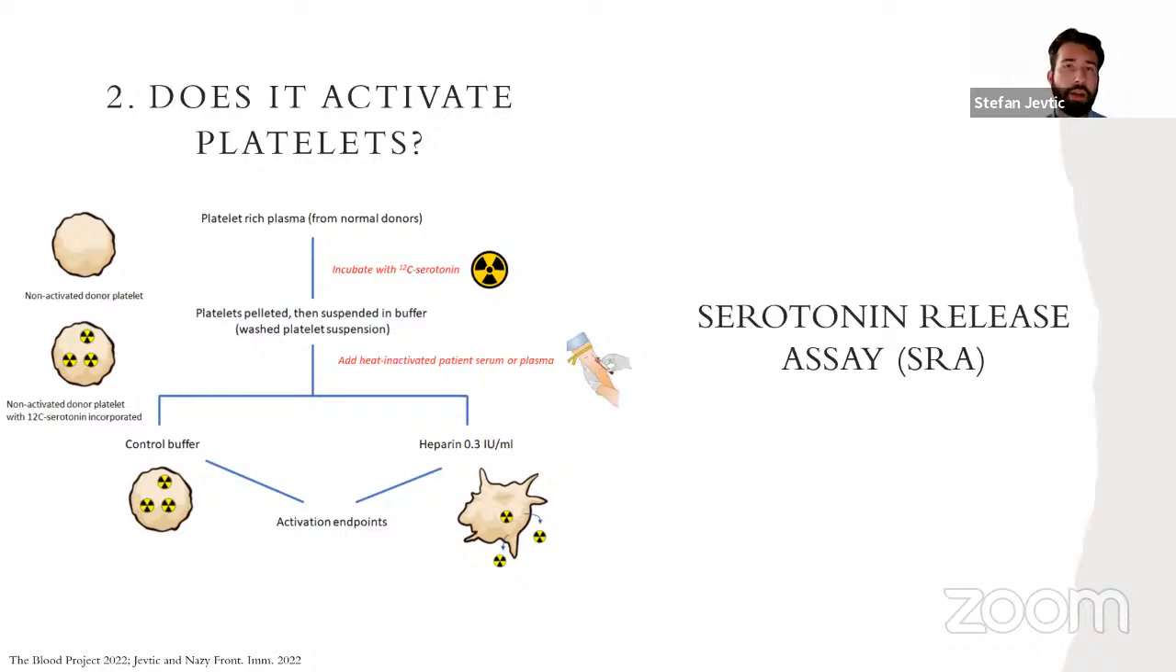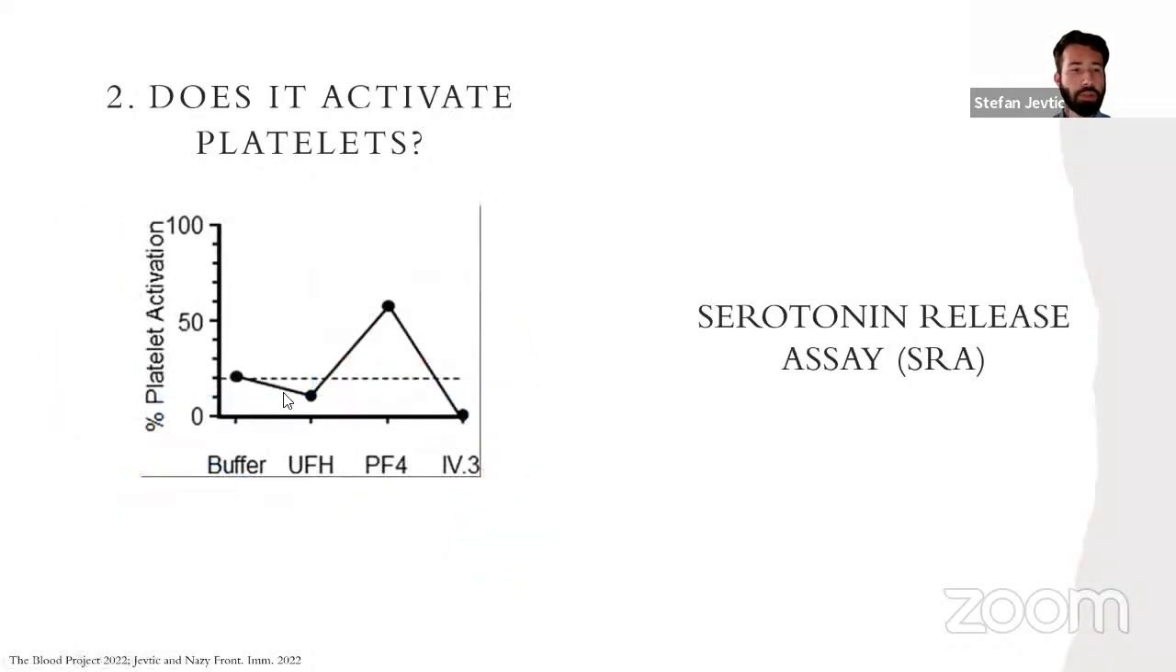In the case of VITT, we've modified the assay to use platelet factor 4 because we know that that is actually the prothrombotic antigen in that condition. And generally what you'll see in VITT patients, this is a platelet activation, the percent release of serotonin. The cutoff is generally 20% for this assay. In a VITT patient, when you have buffer and no other stimulus, there may be some degree of activation, but nothing too remarkable. Heparin will actually inhibit the VITT reaction, again because it competes for that binding site with the antibody, whereas platelet factor 4 will have a marked activation in the serotonin release assay.